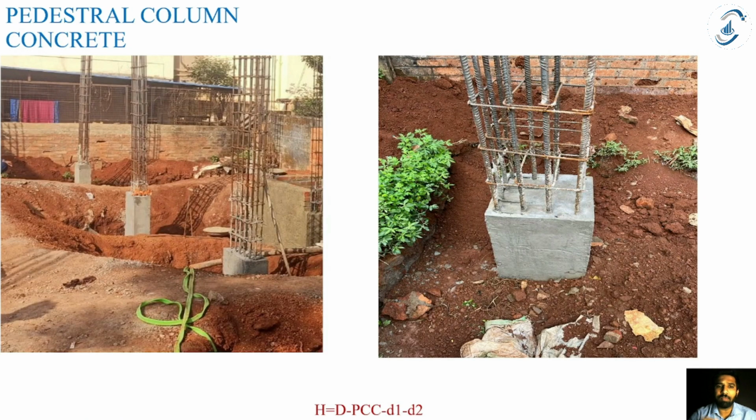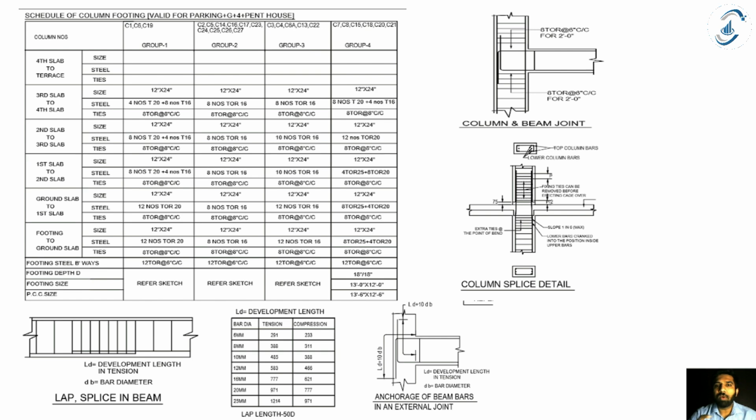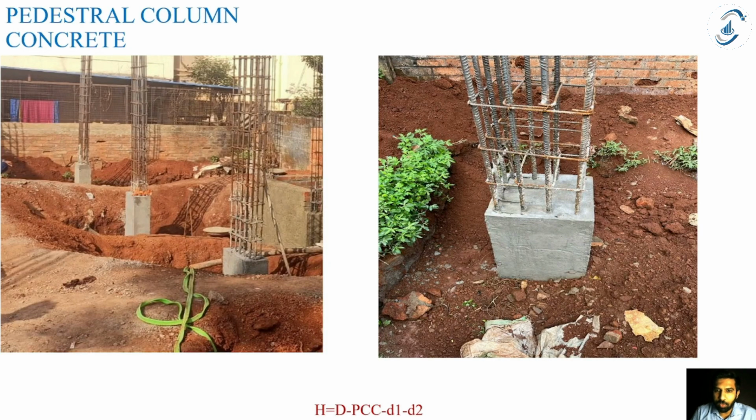So how do we read the column details now? What we need to read is, this is my column. You can see this is my excavation pit, and this column is coming right from the foundation level, and this is my plinth beam level. So the column which is below the ground is called my pedestal column.